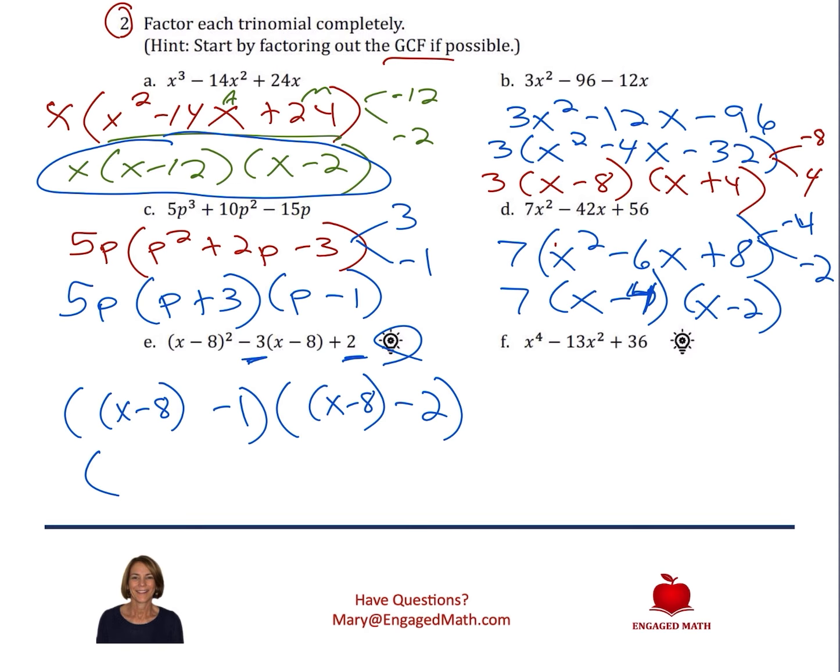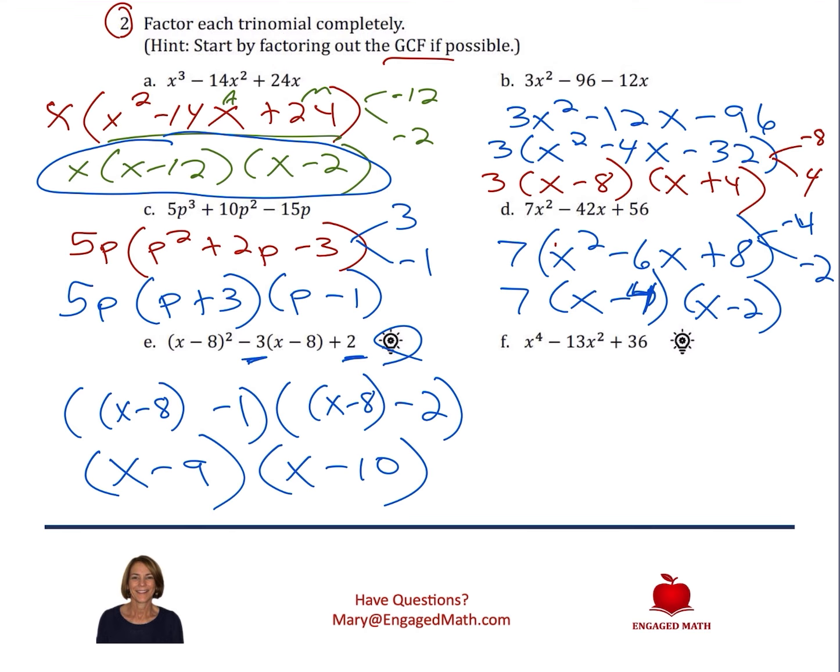However, we can simplify a little bit more by rewriting it. x minus 8 minus 1 becomes x minus 9. And this is going to be x minus 8 minus 2, so it'll be x minus 10. So that's all we have to do. If you wanted to multiply it all out, I guarantee you'd get back to that original. All right, great job on that one, if you hung in there for it.